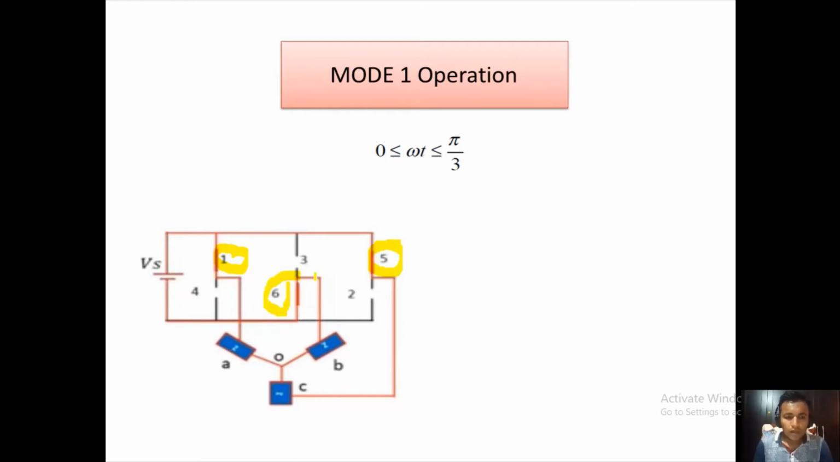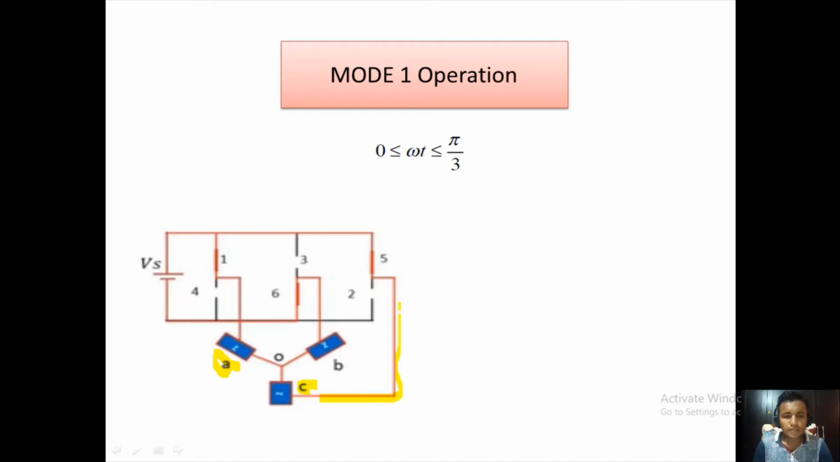this switch. And here you can see thyristors 1 and 5 are connected to the positive terminal of the DC supply. A DC supply has two terminals, positive and negative. And 6 is connected here to the negative terminal. So we can say that terminal A and terminal C are connected to the positive supply.